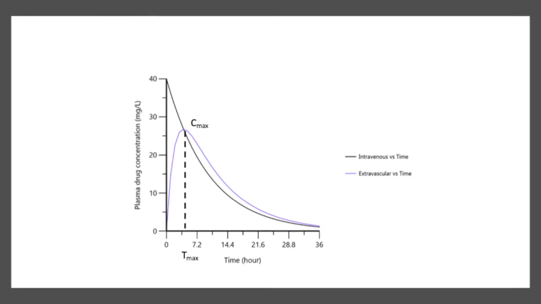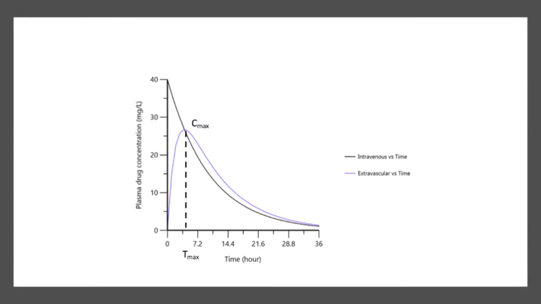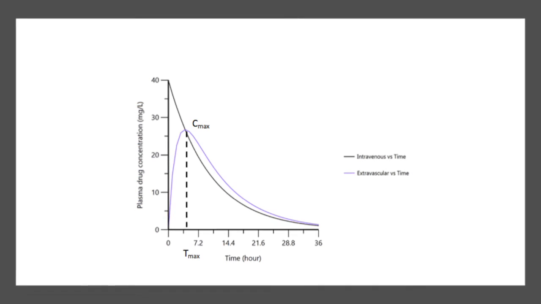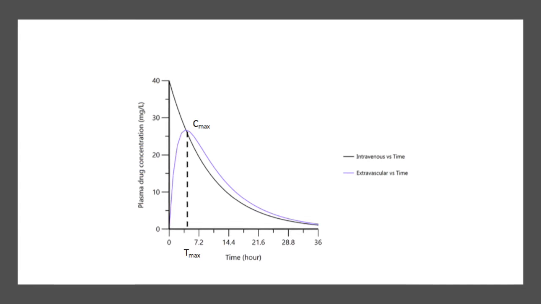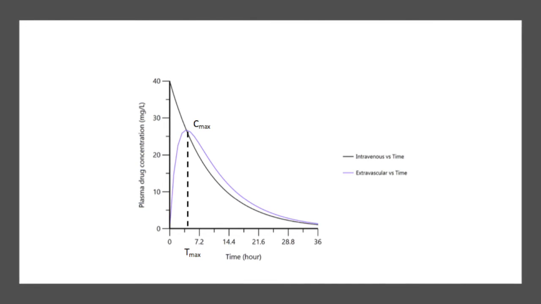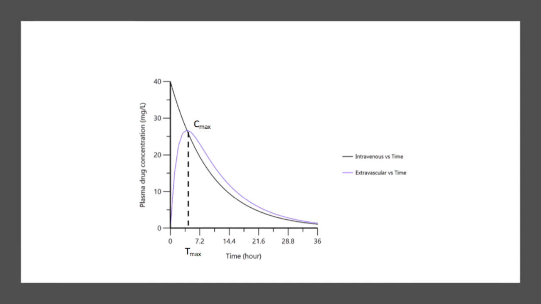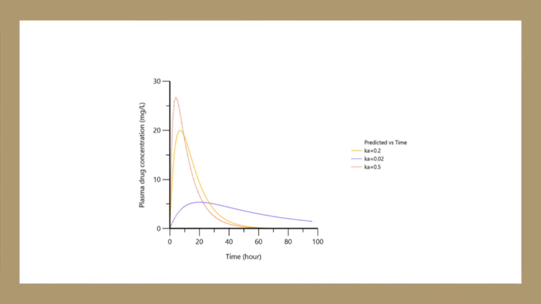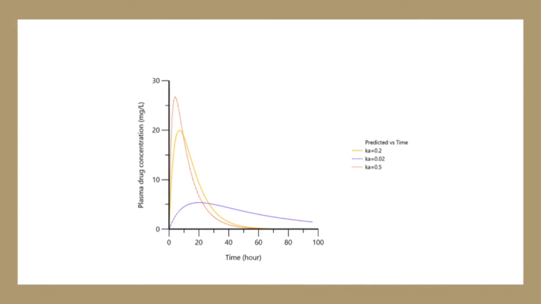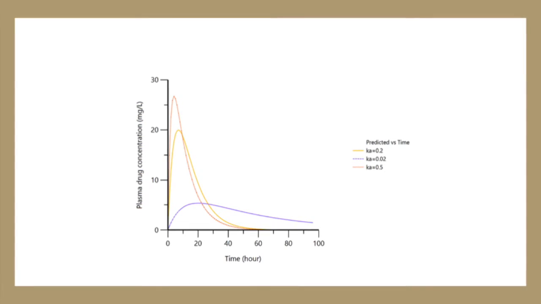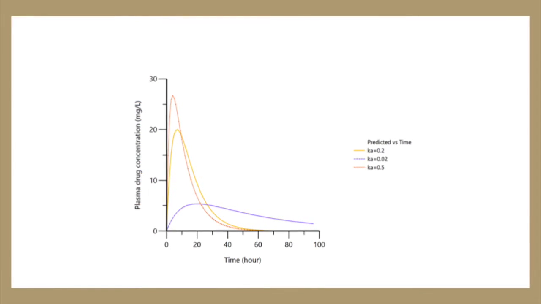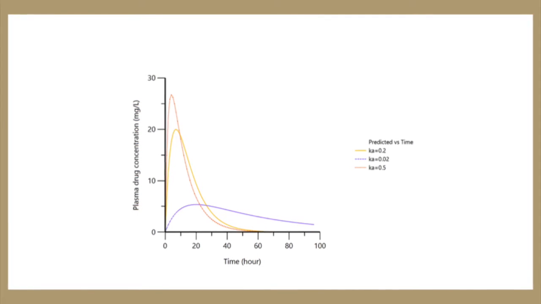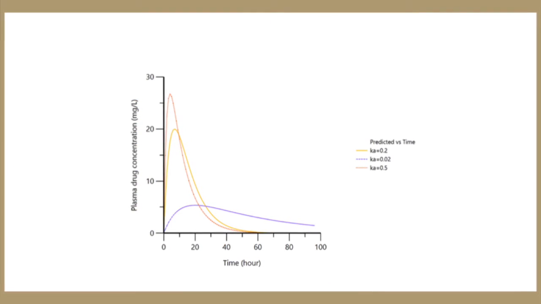At some point, a maximum concentration, Cmax, is reached, after which the concentration begins to decline as drug leaves the body faster than it is being absorbed. The time after administration at which this peak concentration occurs is called Tmax. Notice that Cmax and Tmax vary depending on the rate of drug absorption. If the rate of absorption is high, Cmax is greater and occurs soon after administration. If the rate of absorption is low, Cmax is less and occurs later after administration.